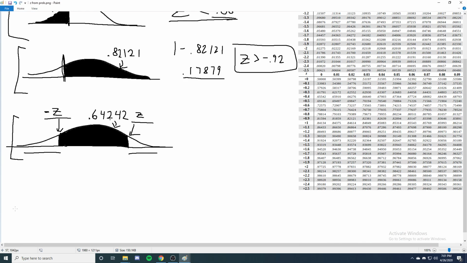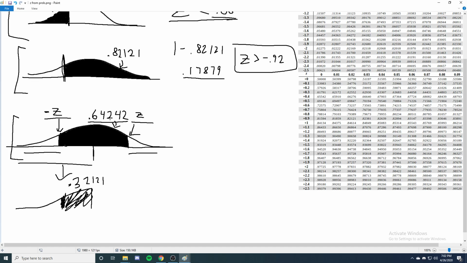So let's break this into a half of the normal distribution here. I just broke this half and took it down here. If we've got our shaded region as something like this, this is going to be half of the total shaded region. So we can take this 0.64242 and divide it by 2 to make it 0.32121.